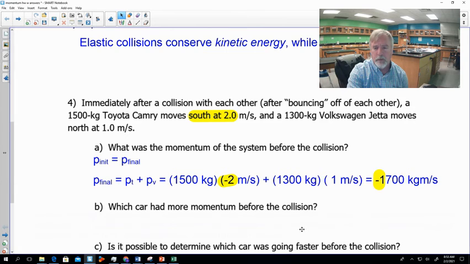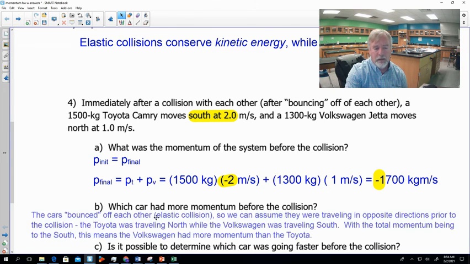Let's think about this a little bit. We know that the momentum before and after the collision is negative 1,700 kilogram meters per second. So we know that our momentum has a southern direction. If we want to think about which car had more momentum before the collision, let's think about this a little bit more. When the problem tells us the cars bounced off of each other, that means it was an elastic collision.